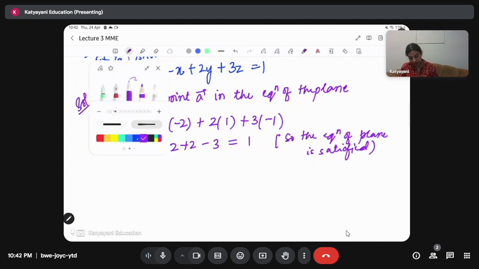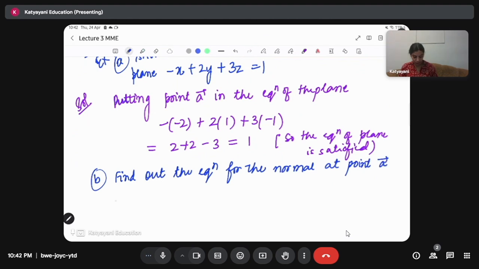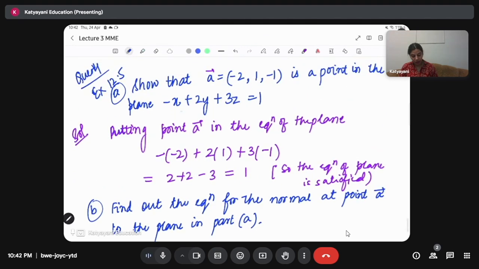Then the B part of the question says, find out the equation for the normal at point A to the plane in part A. So the plane that is given to you in part A, find the equation of the normal perpendicular to this plane such that that normal should pass through point A, right?